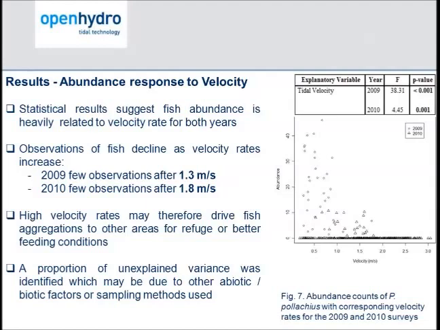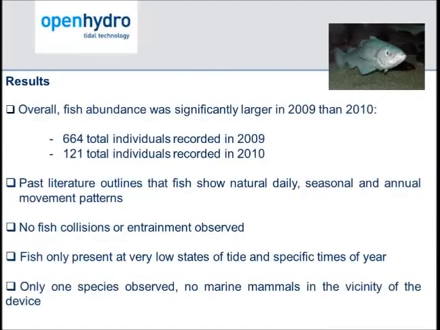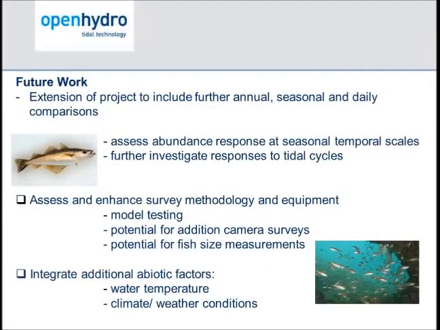So again, we know that fish show natural variability. We only ever observed one species, and during this we did not observe any marine mammals, nor did we observe any collisions or entrainment. Generally, the velocities increase, the turbine starts to turn, and what we were seeing was that the fish were not present at the same time as when the turbine was operational, due to that association with the velocities. Next slide, please.